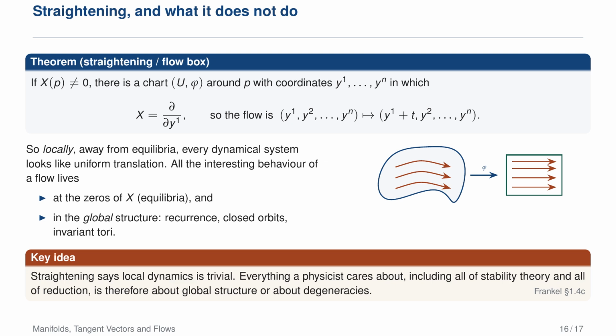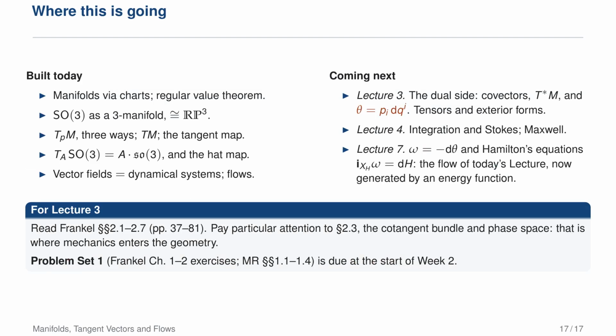Frankel section 1.4c. Let us collect what we built. Manifolds defined by charts and compatible transition maps. The regular value theorem, which turns constraint sets into manifolds. SO3 as a three-dimensional manifold, which is real projective 3-space. The tangent space to M at P in three equivalent guises, the tangent bundle TM, and the tangent map. The tangent space to SO3 at A, which is A times little so3, and the hat map, and vector fields, which are dynamical systems and their flows.